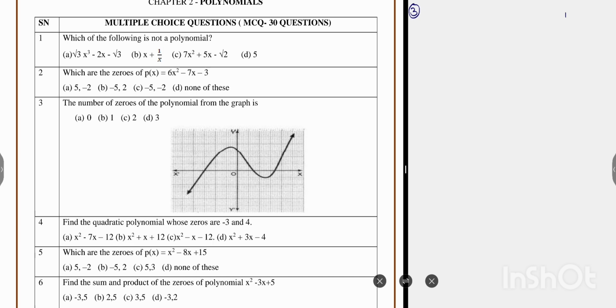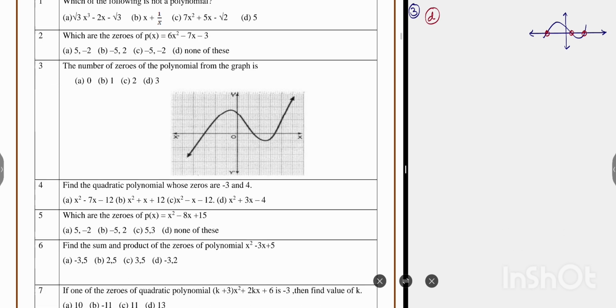You can observe clearly here, this is the x-axis, this is the y-axis. Our curve is intersecting the x-axis at three places, 1, 2, 3. Because it is intersecting the x-axis at three places, the number of zeros of the polynomial is 3. So option D is correct. Question number 3, option D is correct. Now let's see question number 4.